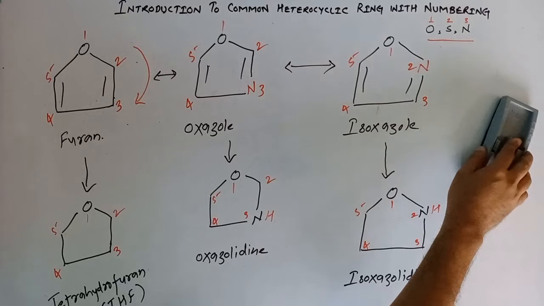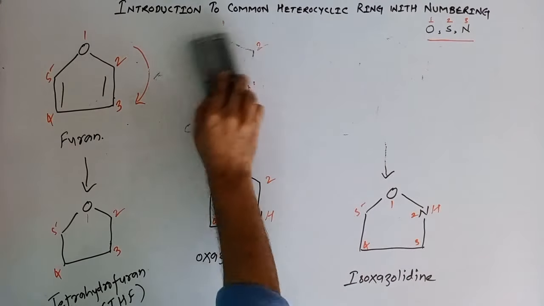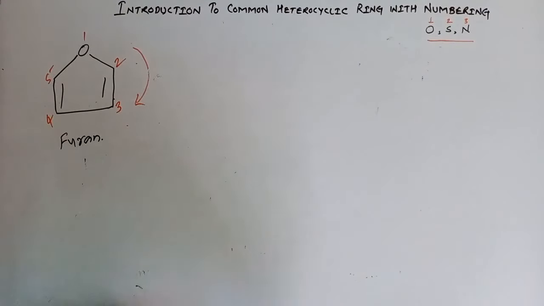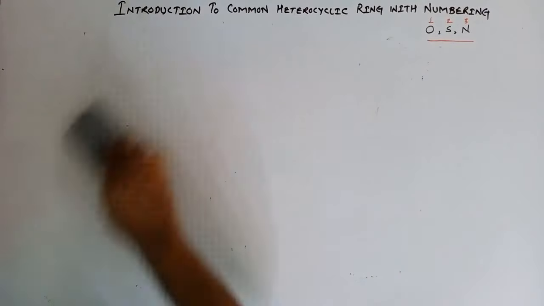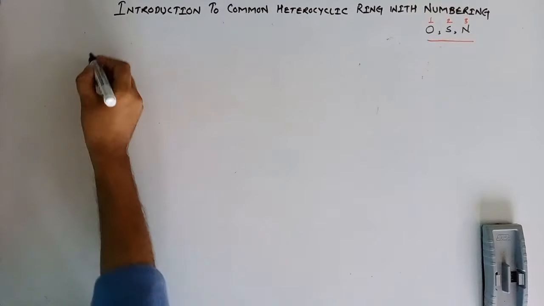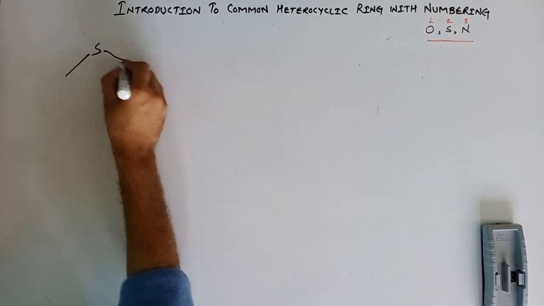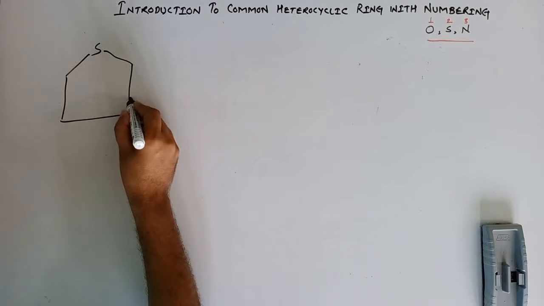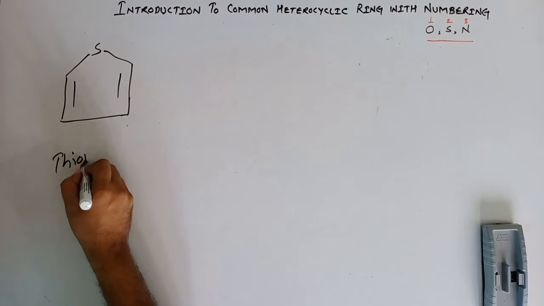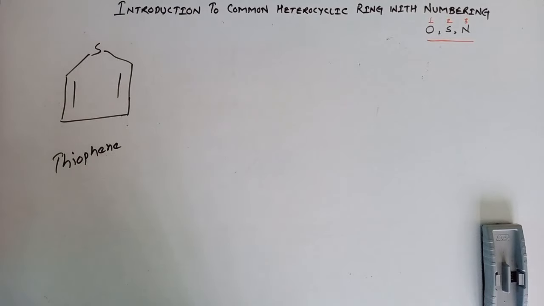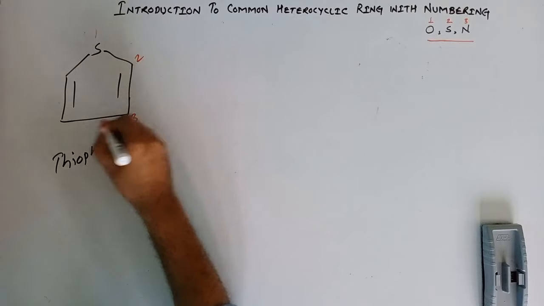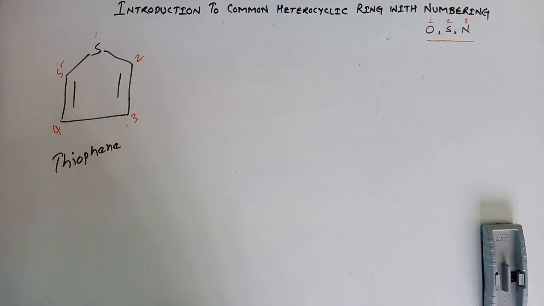five-membered rings. Now I will discuss sulfur containing five-membered rings. The first sulfur containing structure is like this. This is known by the name thiophene, and the numbering is this: 1, 2, 3, 4 and 5.